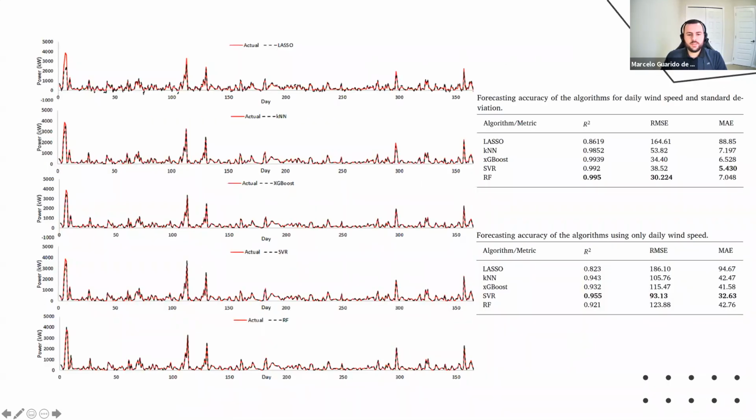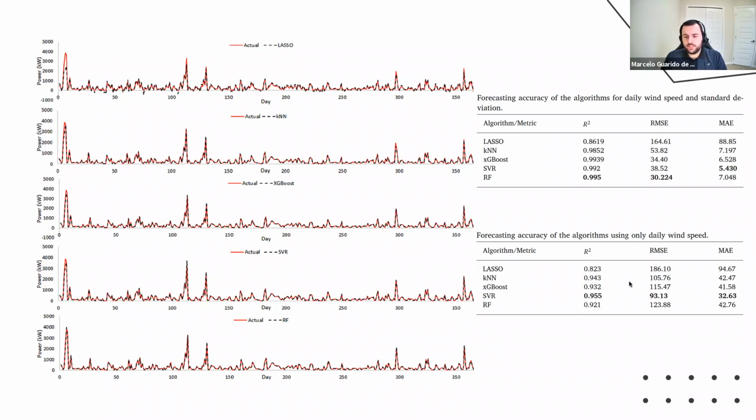So those are the predictions that they actually got using lasso, nearest neighbors, XGBoost, that's a gradient boosting, support vector regressor, and random forest. And for that blind spot, those are the power that would be produced for each one of those days in one year. And it's quite precise. It's actually really precise. It's amazingly precise. And that's because they did some feature engineering.